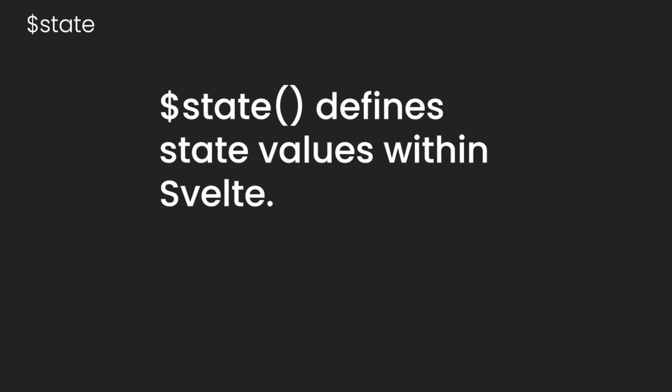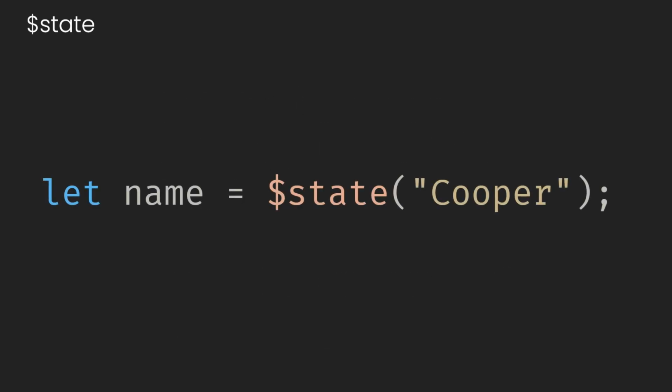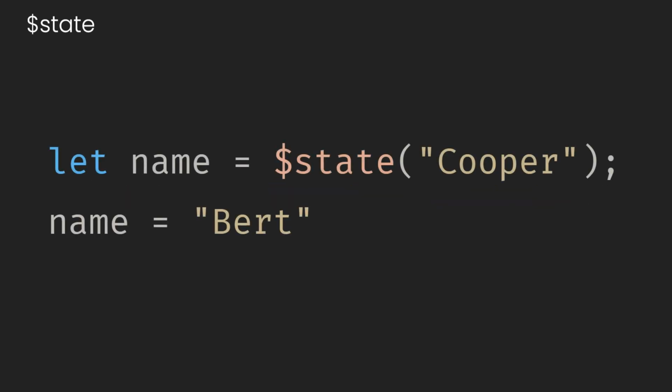$state is how you define state values within Svelte. If we ever want to define a value that we know is going to change, we want to use the Svelte state rune. If we wanted to initialize a state called name with the name Cooper, it would look like this. When you change the value of a state, you can treat it just like a normal variable. You don't have to do any weird change state functions or something like that. So if we wanted to change our name state to the name Bert, we could do this, where name is equal to Bert. That's all you really need to know at a basic level for state runes.